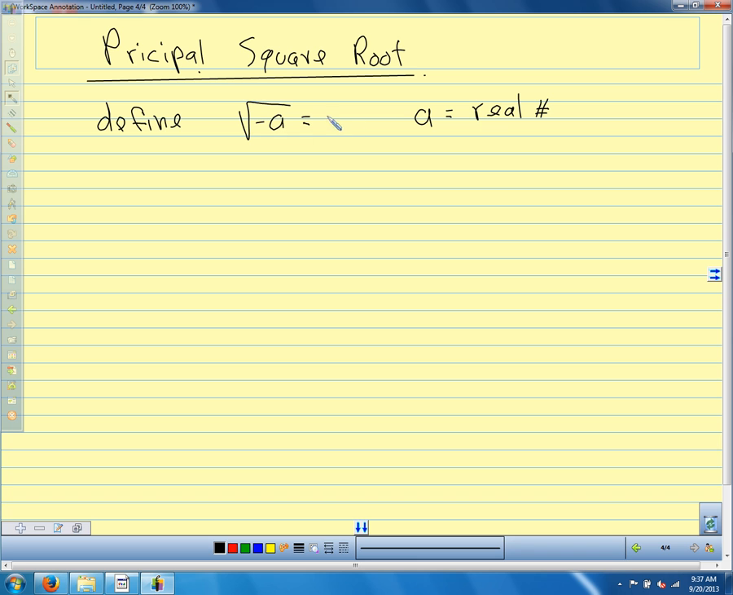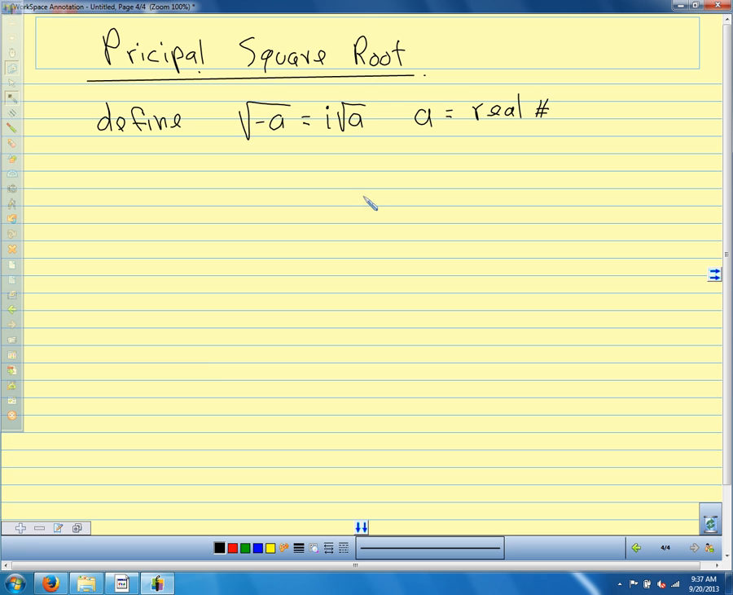As i times the square root of a. We're making this our definition. This is how we take the square root of a negative real number. It's i times the square root of the number. And we call this the principal square root.